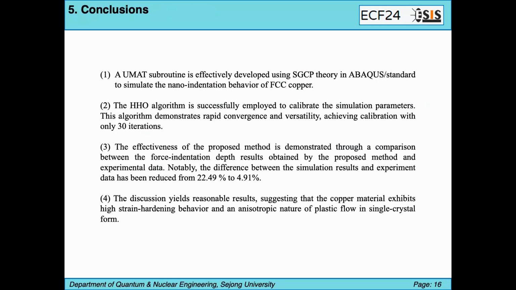So then we go to the conclusion section. We have 4 conclusions. The first one is that the UMAT subroutine is effectively developed using the SDCP theory. The second one is that the SSO algorithm is successfully employed to calibrate the simulation parameters. The third one is that the effectiveness of the proposed method is demonstrated through the comparison between the simulation and the experiment results. And the last one is that the results are reasonable, suggesting that the copper material exhibits high strain hardening behavior and an anisotropic nature of plastic flow in single crystal form.